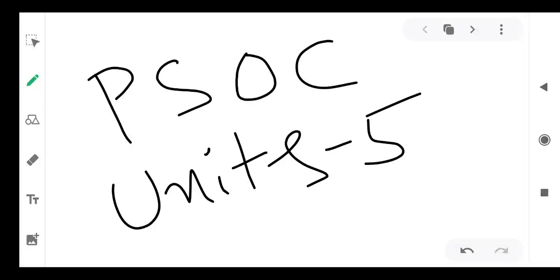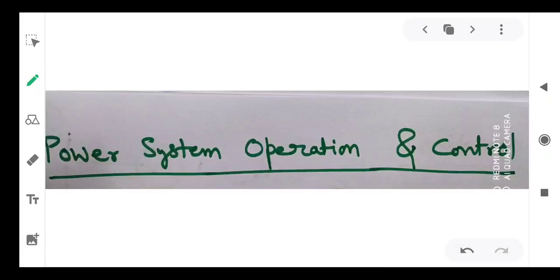Our subject is Power System Operation and Control, which comprises 5 units. So I would like to summarize all the units, what is the syllabus, and what the contents to be covered in this subject are. The expansion of the subject Power System Operation and Control is PSOC. In 4th year, 1st semester, you have this subject, a regular subject.